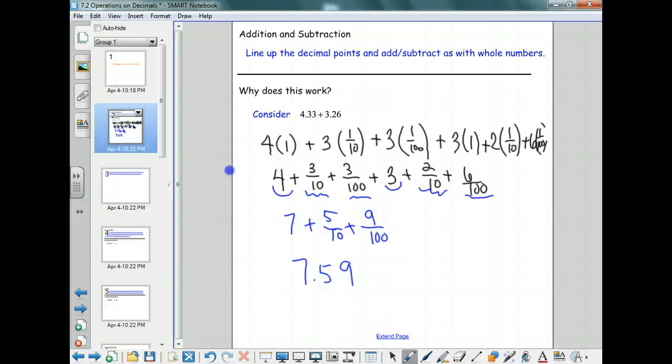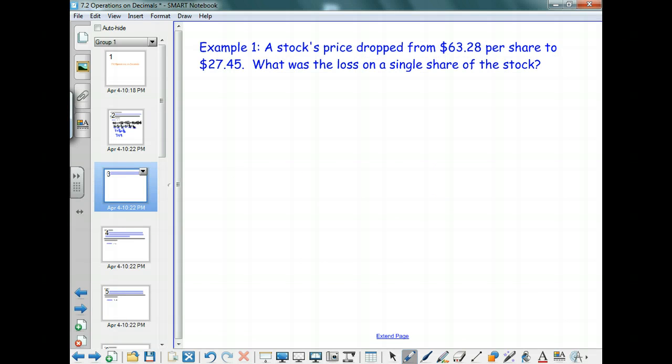Now let's actually do one, and we're going to do one with subtraction instead of addition, since we just did the addition. All right. A stock's price has dropped from $63.28 per share to $27.45 per share. What was the loss on a single share of this stock? So what am I going to do? Okay, so what am I going to write first? Which number first? The larger one. And then subtraction, and then the smaller one.